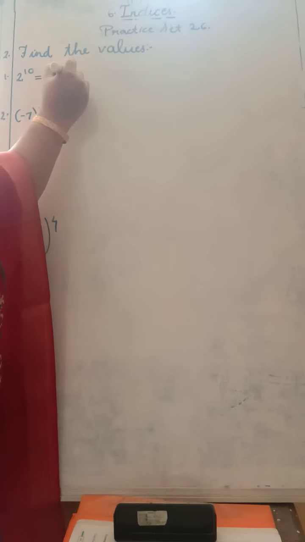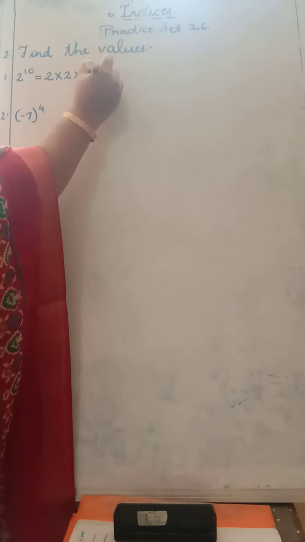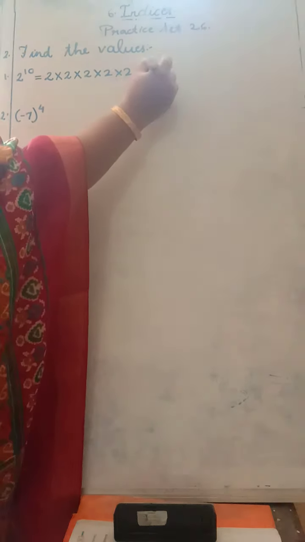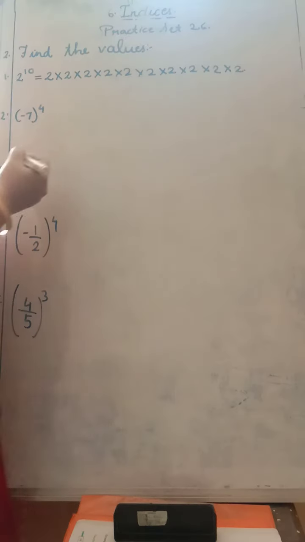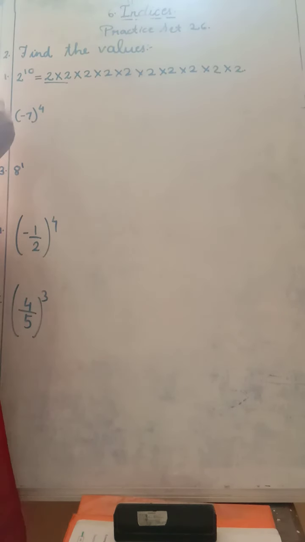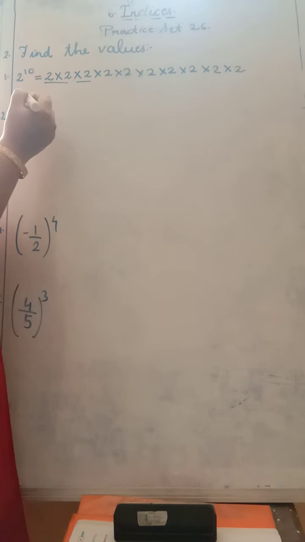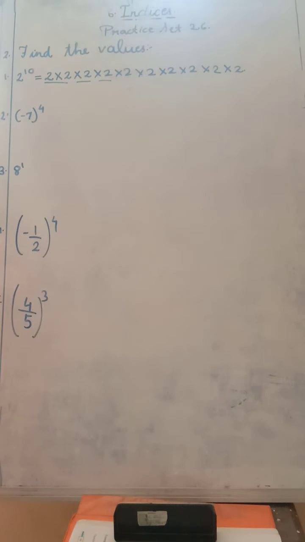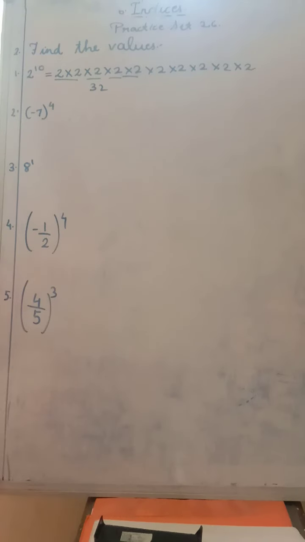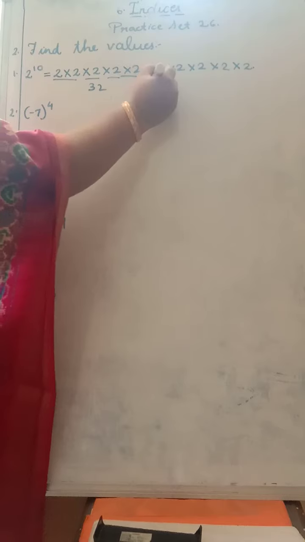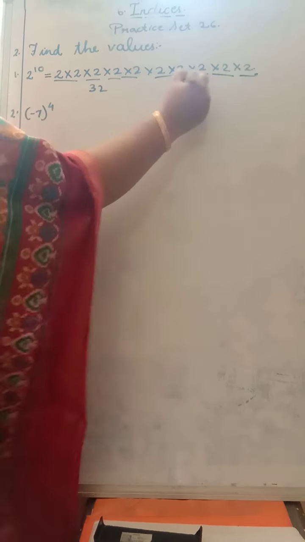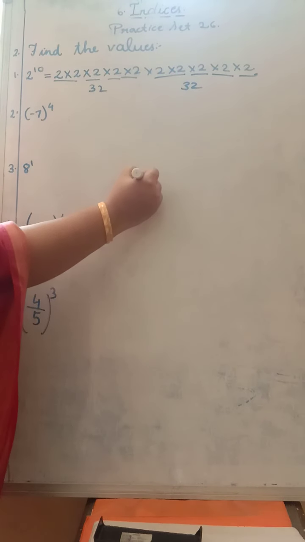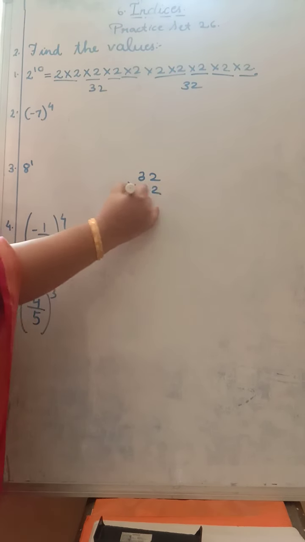Means 2 we will multiply 10 times. 2, 3, 4, 5, 6, 7, 8, 9 and 10. Okay. Now 2 2s are 4, 4 2s are 8, 8 2s are 16, 16 2s are 32. Now again we will do it differently, that is 2 2s are 4, 4 2s are 8, 8 2s are 16 and 16 2s are 32.